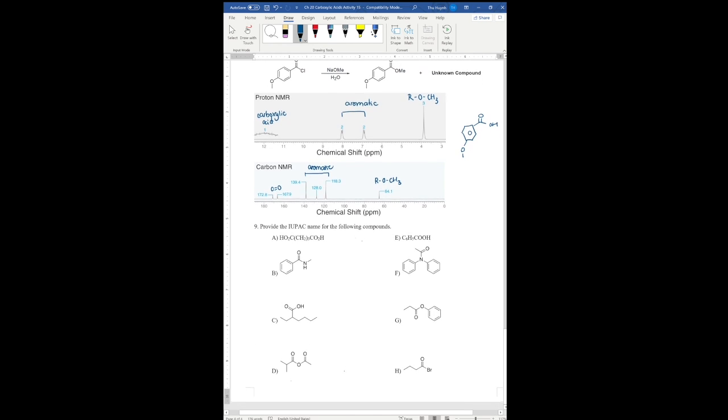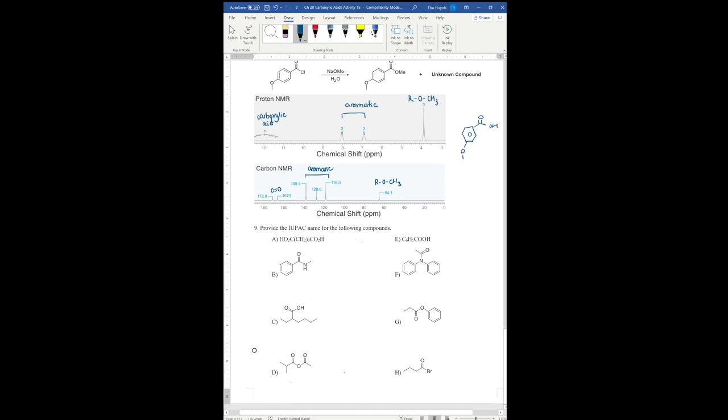Now, moving on to number 9, our job here is to provide the IUPAC name, along with drawings based on the IUPAC name, for the following question. So first, let's start with A. In A, we can see that we have 2 carboxylic acid functional groups and a carbon chain 5 carbons long. So let's start drawing 5 carbons: 1, 2, 3, 4, 5. The carboxylic acids will be located at both ends of the parent chain.